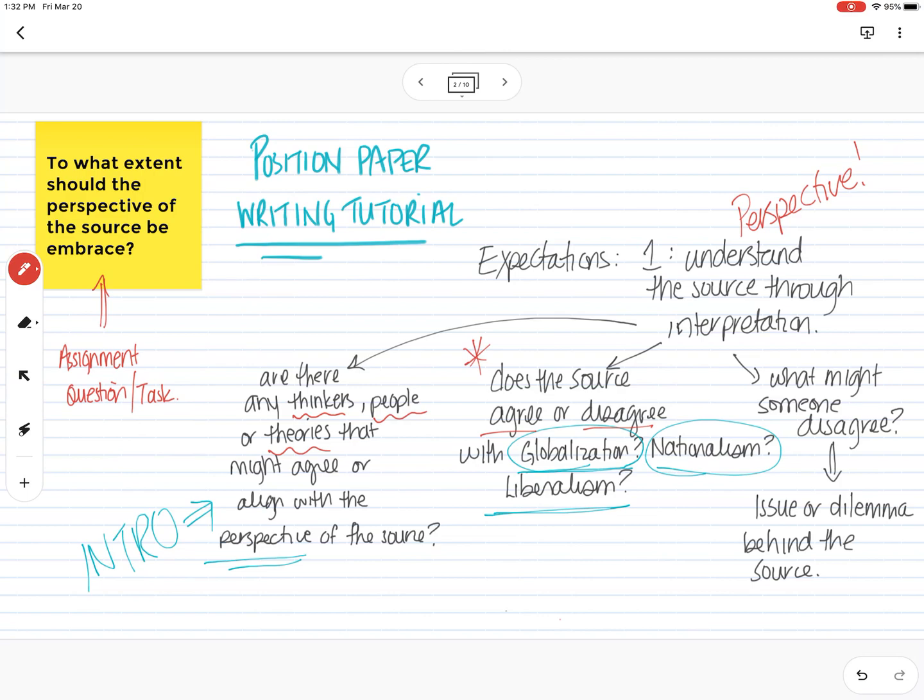Then we should also take a look at what someone might disagree with, or what is another opinion that somebody might have on the source. These are all good things to include in your interpretation to make sure that you are getting to the depth and you are acting insightfully in the writing here. We can do this by looking at the issue or dilemma behind the source. Now, bear in mind, we're not going to give you something that's really easy, anything that's really black and white. Everything that we're going to give you in terms of a quote is going to be controversial in some way, shape, or form. All of these things together are going to help make up the introduction paragraph within our formal essay.